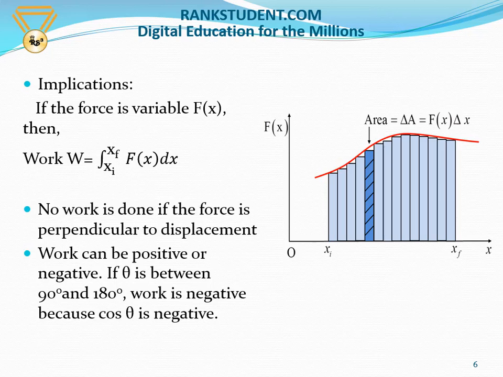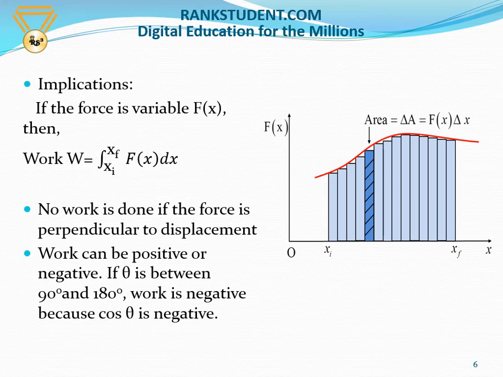Now, if the force is variable, as illustrated in the diagram on the right-hand side, then the work W is obtained by integrating the force with respect to x. W equals the integral of F(x) dx between xi and xf. That's the area under the curve. No work is done if the force is perpendicular to the displacement.